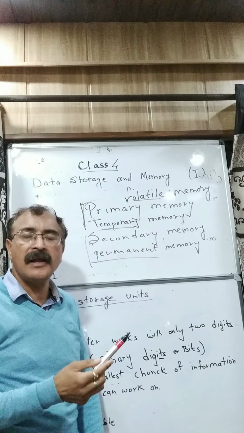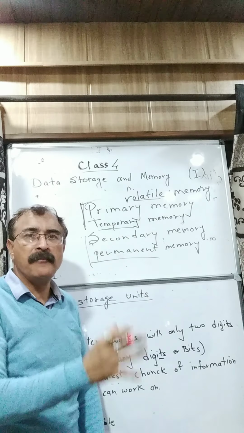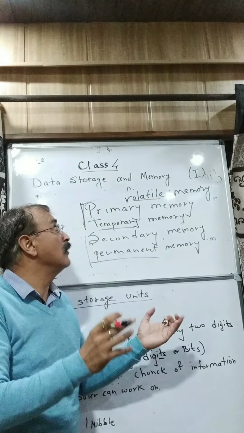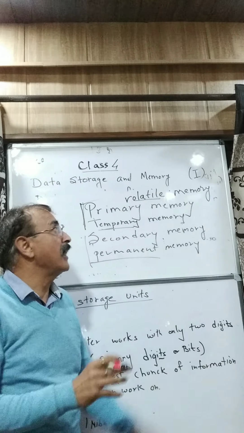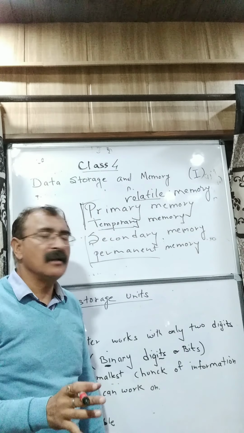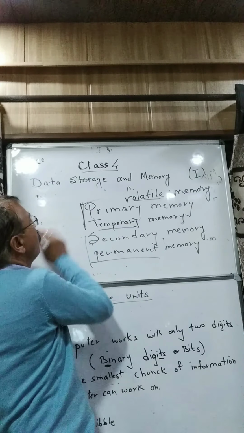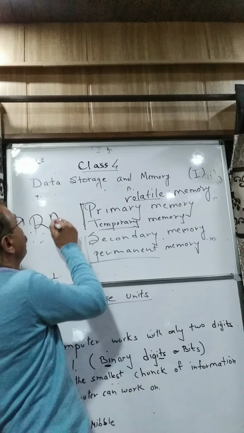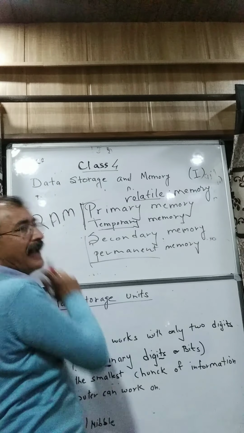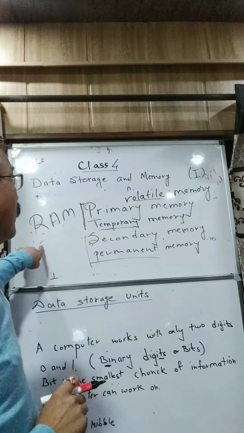What is temporary? As long as there is power supply, it will be in the memory of the computer. If the power supply goes off, whatever work is being done gets erased. Clear? And this is called RAM. Primary memory is called RAM, random access memory.